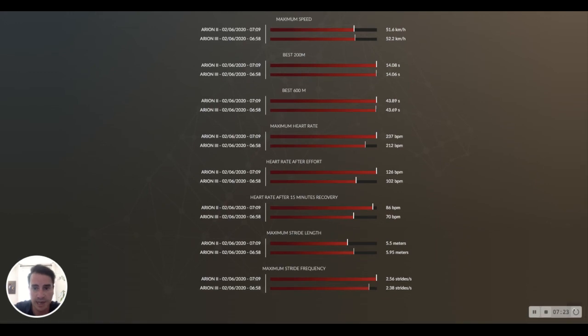But when you look at the heart rate, you can see that the 2 years old is going up to 237 beats per minute, when the 3 years old is at 212. And with the fast recovery, you can see that the 2 years old is stabilizing at 126 beats per minute, when the 3 years old is at 102. Same thing here, you can see the recovery is still better for the 3 years old.